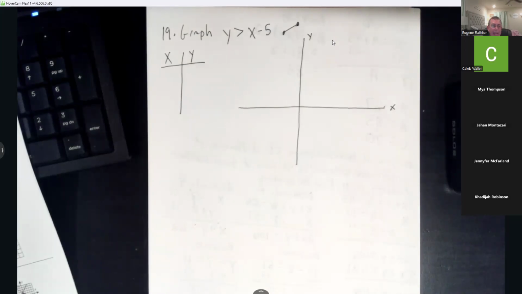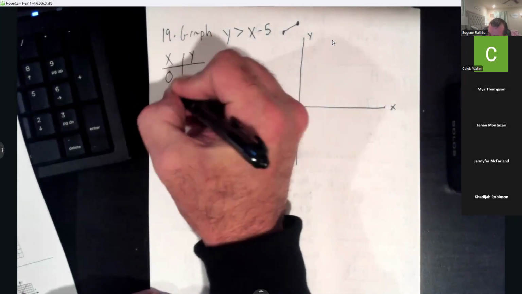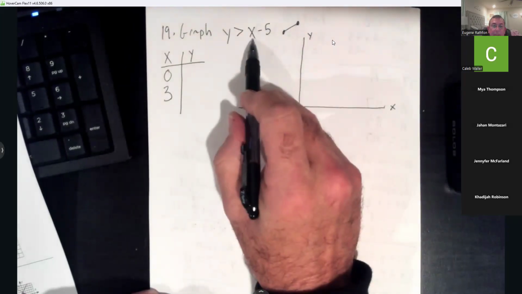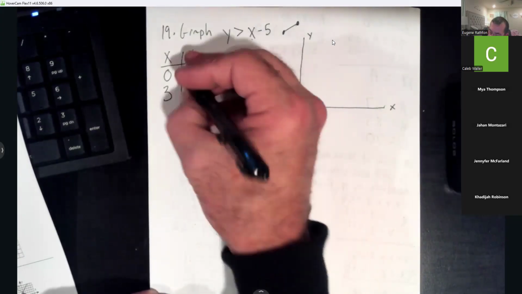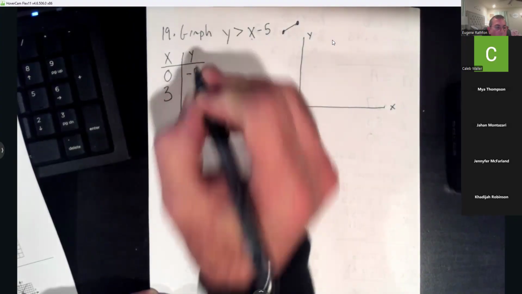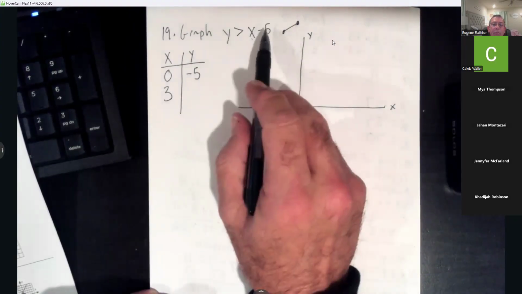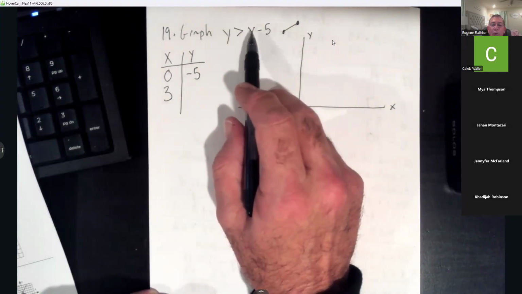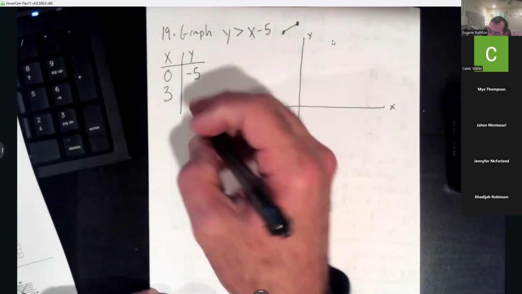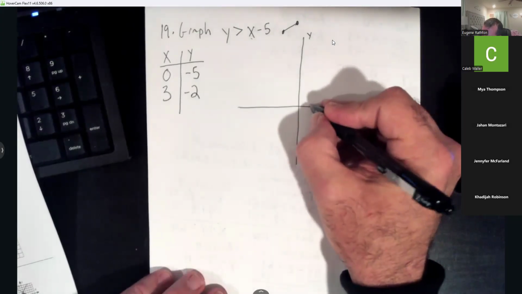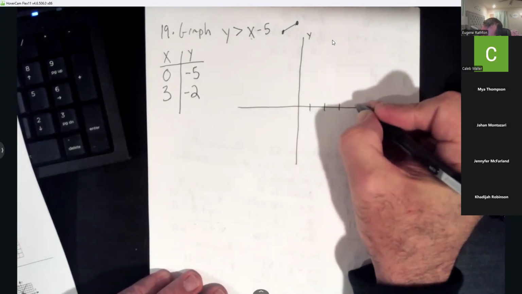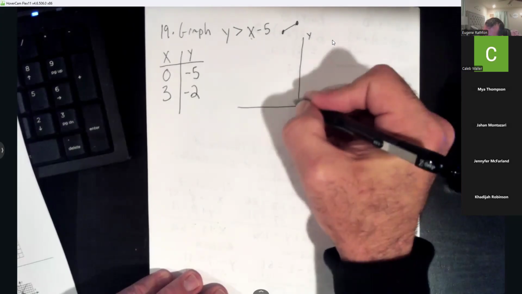So give me 2 x values, 0 and 3. All right, 0 in for x. 0 minus 5 gives us a -5 for that y. And then let's put that 3 in for x. 3 minus 5 gives us a -2. All right, so those numbers are fairly small, so I'm going to go out 5.